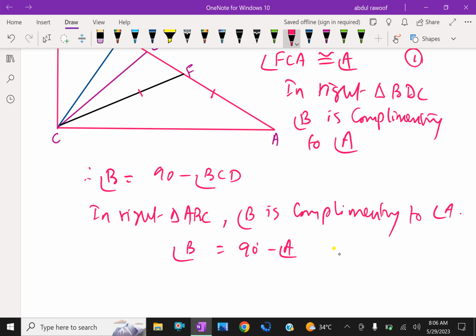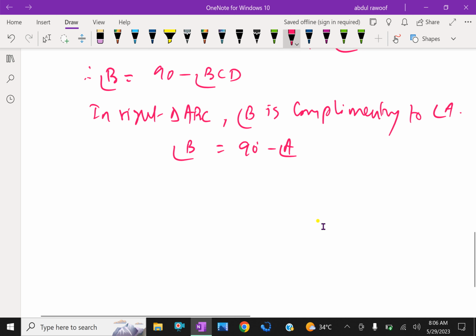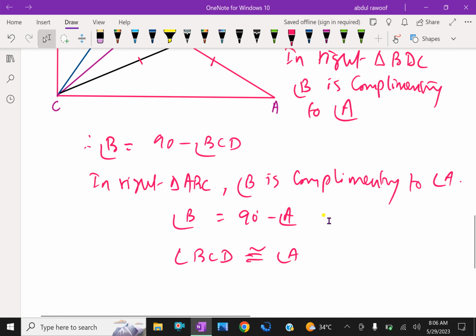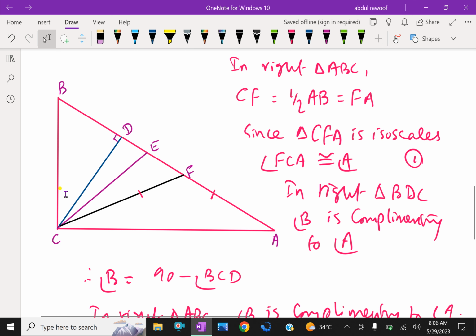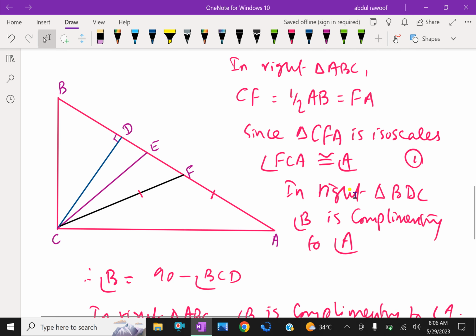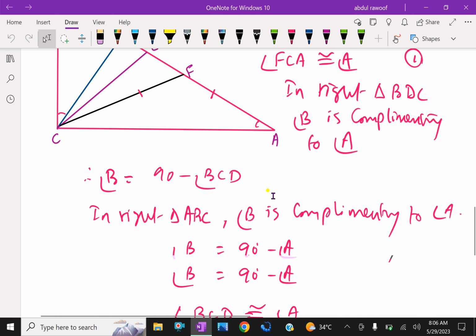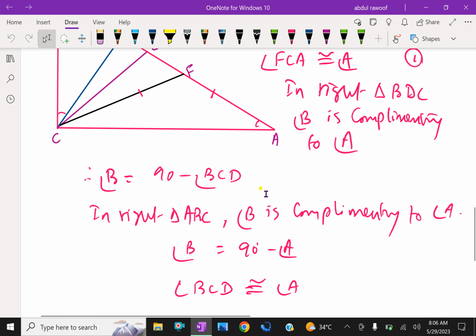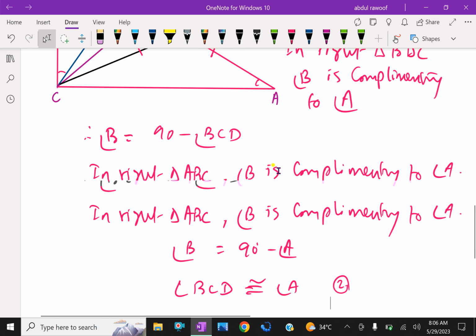From this, therefore, you can say angle BCD is congruent to angle A. Now, look at here, angle BCD is complementary, equal to angle A. Therefore, you can say this angle is equal to this angle.